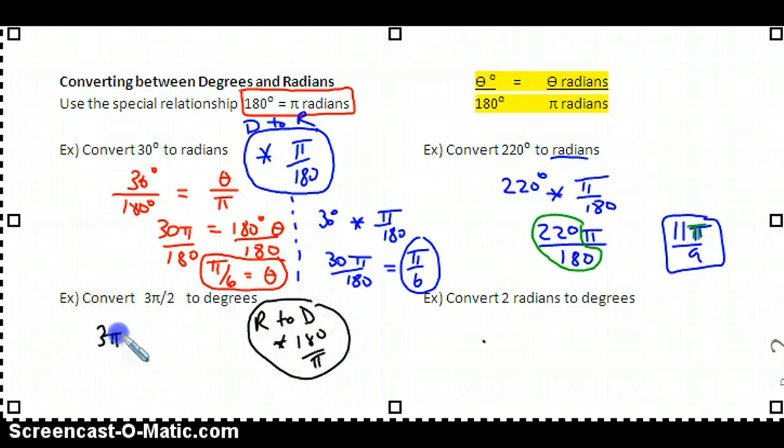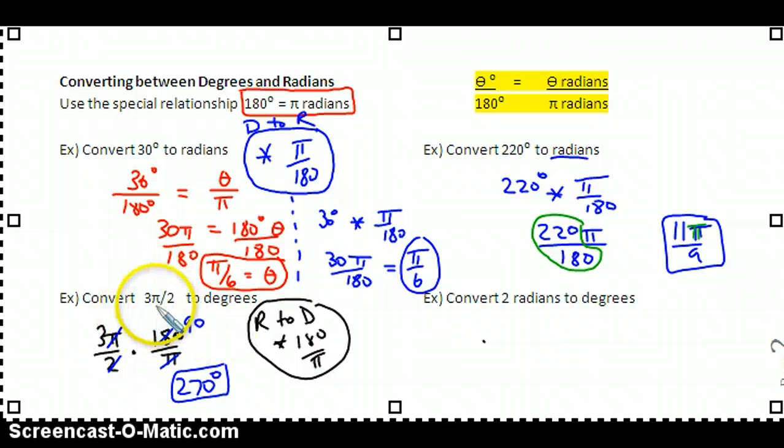If I'm given the fraction 3/2 pi, I'm going to write it like this. I'm going to multiply by 180 over pi, which will make my pi's cancel out. And then I can look at this and say 2 goes into here 90 times, and then 3 times 90 is 270 degrees. So I can get this to be 270 degrees.